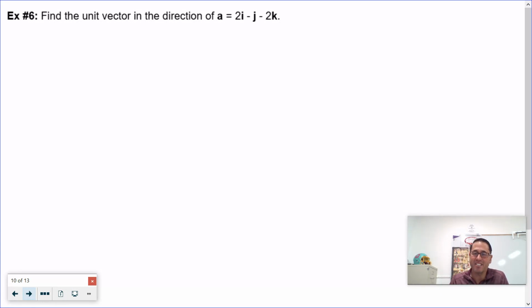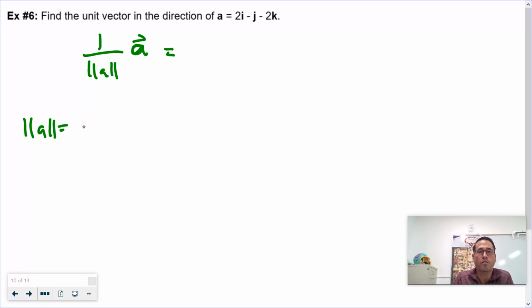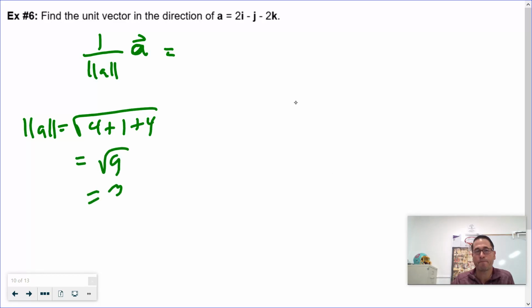Well, I just said that you can always find a unit vector if you do 1 over the magnitude of it, and then multiply it by your vector. Boom. That's always going to give us a unit vector. Well, what would that be? The magnitude of my vector would be the square root of 2 squared plus 1 squared plus 2 squared, which would be the square root of 9, which would be 3. So that'd be 1 over 3. And I'm going to keep it in component form. I just think it's easier to work with it in component form personally.